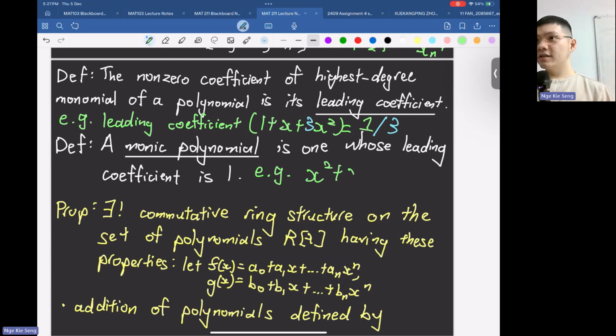x squared plus 2x plus 1, good. So why is this monic? What is the leading coefficient here? 1. It's in front of x squared, and it is 1, so it is monic.